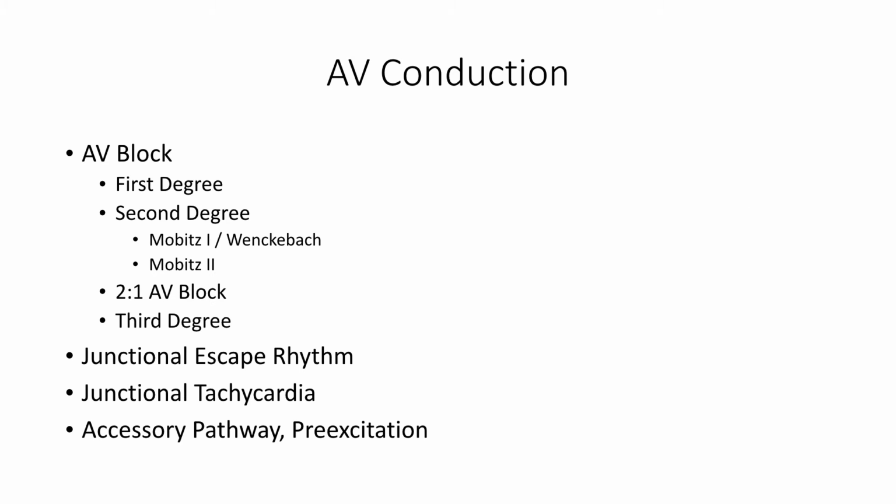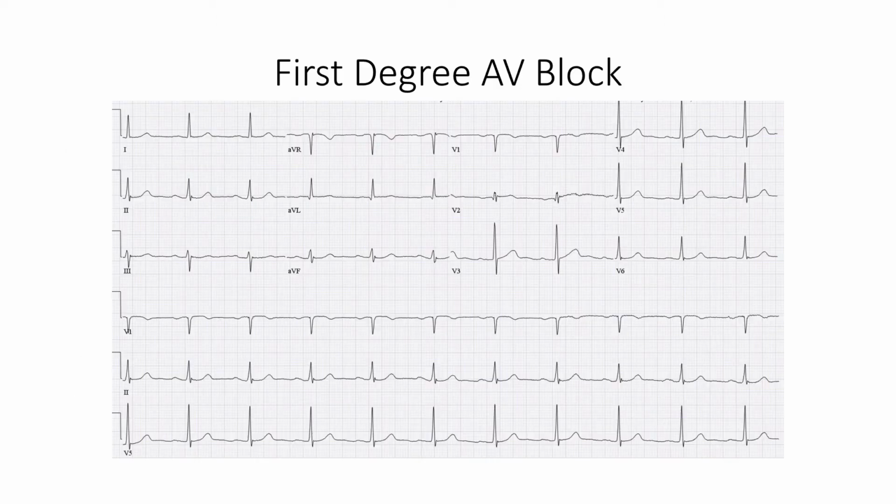Here's an outline of this section. First we'll go over AV block. We will discuss first degree, second degree, and third degree AV block. Next we will review junctional rhythms. And remember, junctional rhythms happen just below the AV node. Finally, we'll go over an example of pre-excitation, the electrical signature of an accessory pathway.